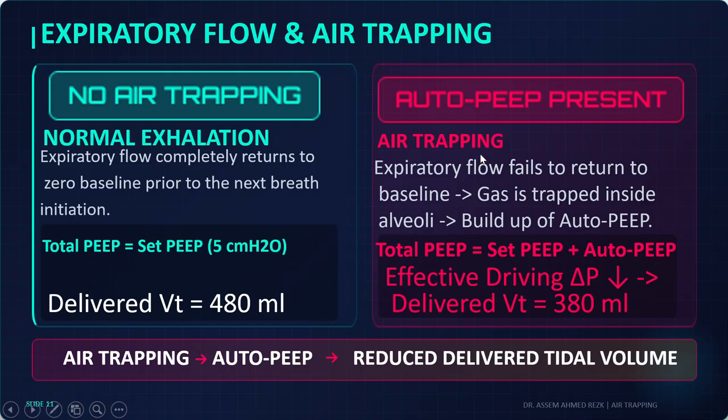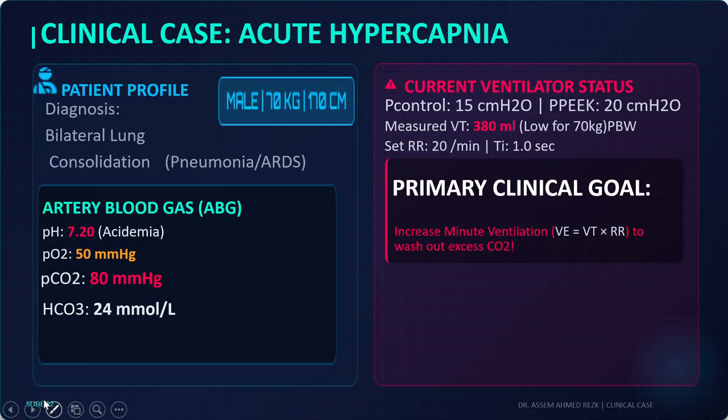Auto-PEEP present means air trapping. Expiratory flow failed to return to the baseline. The gas is trapped inside the alveoli and builds up auto-PEEP. The total PEEP equals set PEEP plus auto-PEEP. The effective driving delta pressure decreases and the delivered tidal volume in this time is 380. Air trapping causes auto-PEEP, which then reduces the delivered tidal volume.